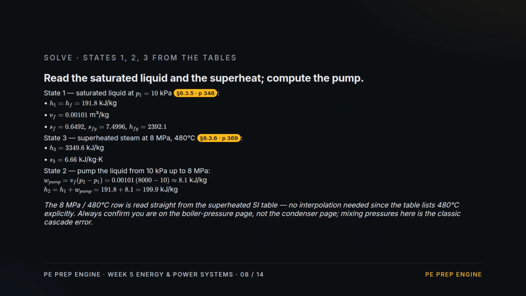States 1, 2, 3. State 1 is saturated liquid at the condenser pressure, enthalpy HF, plus the entropy and the Fg terms we will need for the exit. State 3 is superheated steam at the boiler pressure and temperature. Read enthalpy and entropy directly. State 2 is the pump. Vf times the pressure rise gives about 8 kilojoules per kilogram. So H2 is H1 plus that, just under 200.